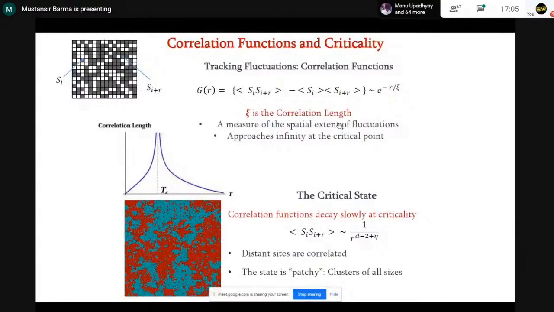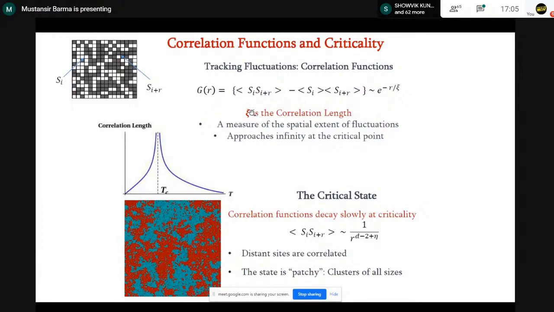Because if you are at distances much larger than Xi, this is practically zero. You just have a bland zero, which tells you that there is no correlation between this and something very far away. Because the size of the typical fluctuations is smaller than that distance. So the size, in fact, is given by Xi. It's this measure of the spatial extent of fluctuations. It's the size below which you will see very strong correlations and above which you see no correlations, roughly speaking.